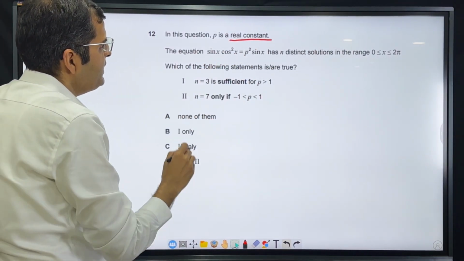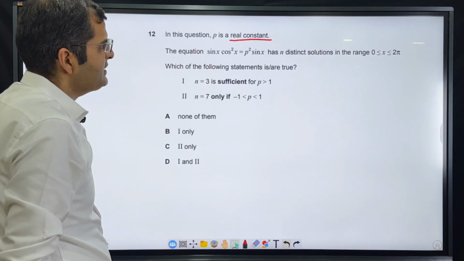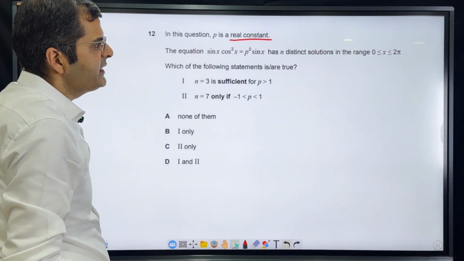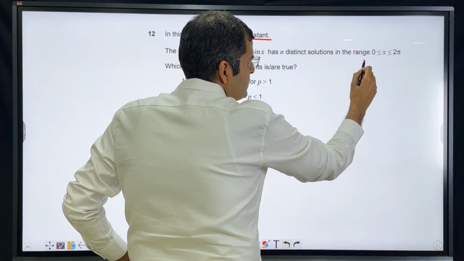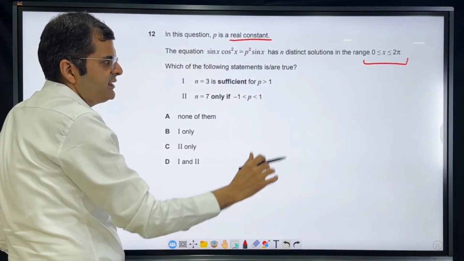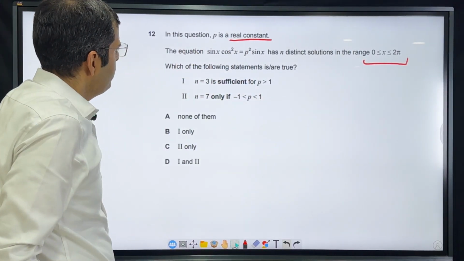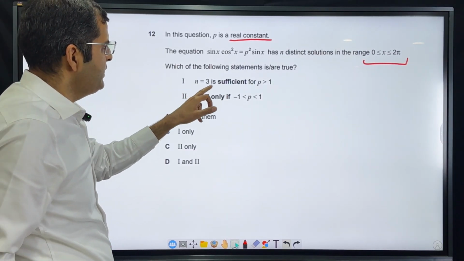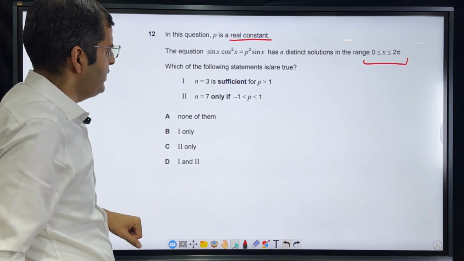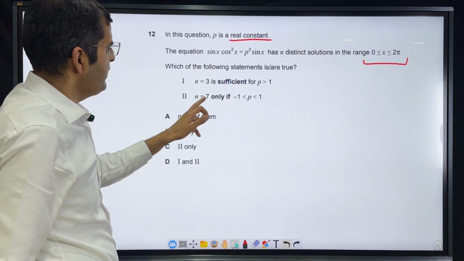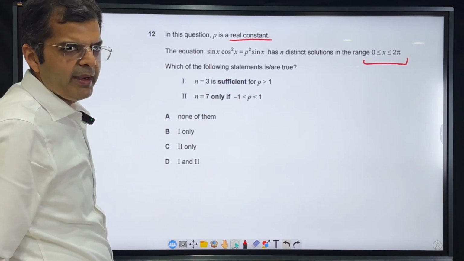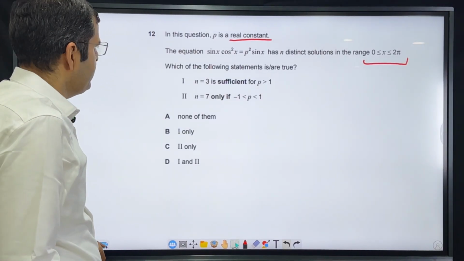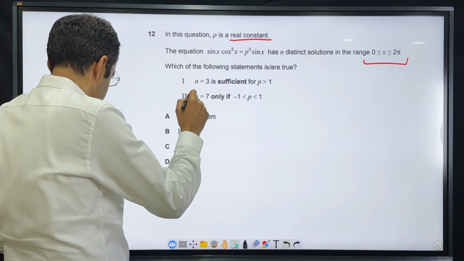The equation sin x cos square x is equal to P square sin x has n distinct solutions in the range 0 to 2 pi, where 0 and 2 pi are included. Which of the following statements is or are true? Statement 1 says, n equal to 3 is sufficient for p greater than 1, and n equal to 7 only if p lies between minus 1 and 1. Let us tackle this question one by one. This is a very interesting question.